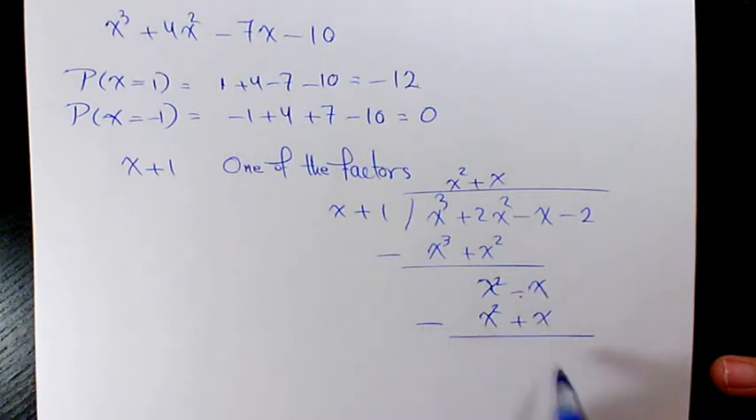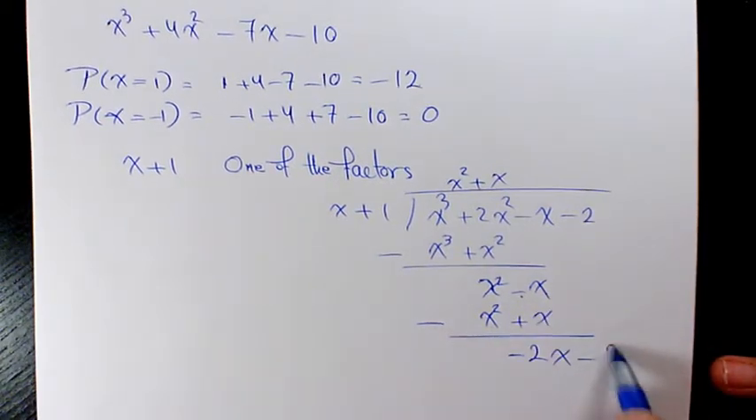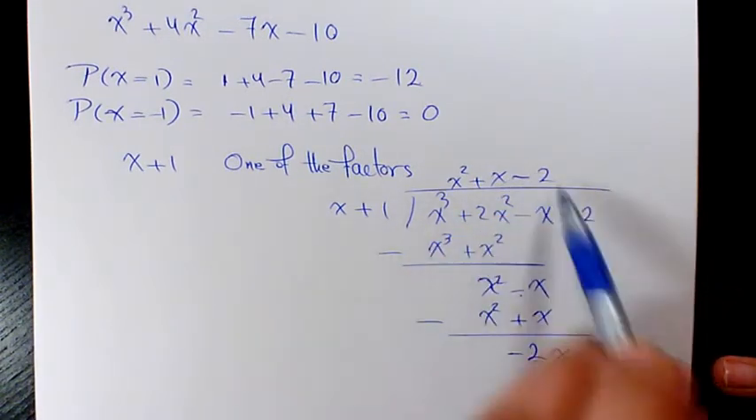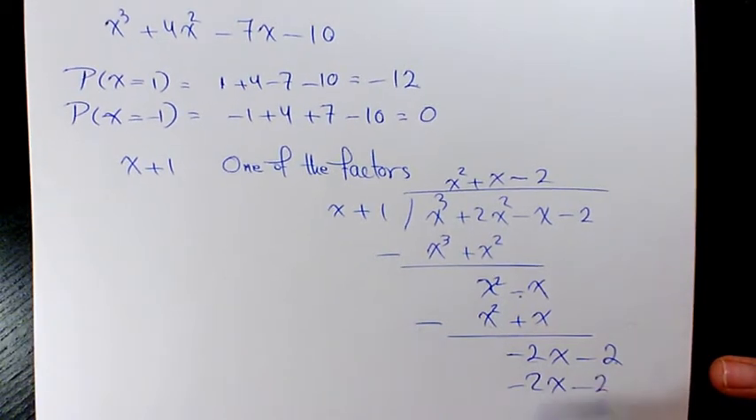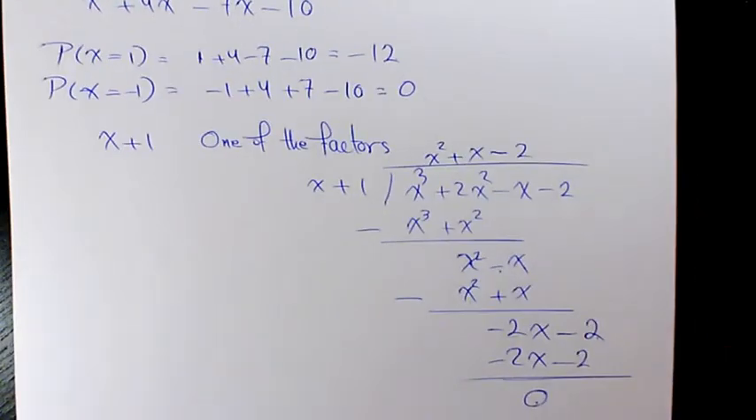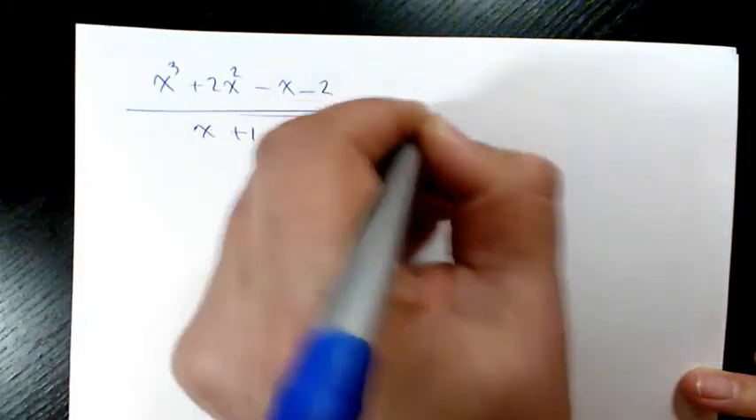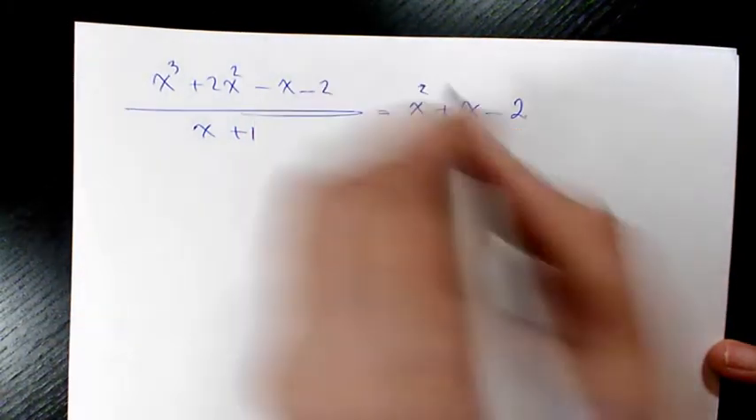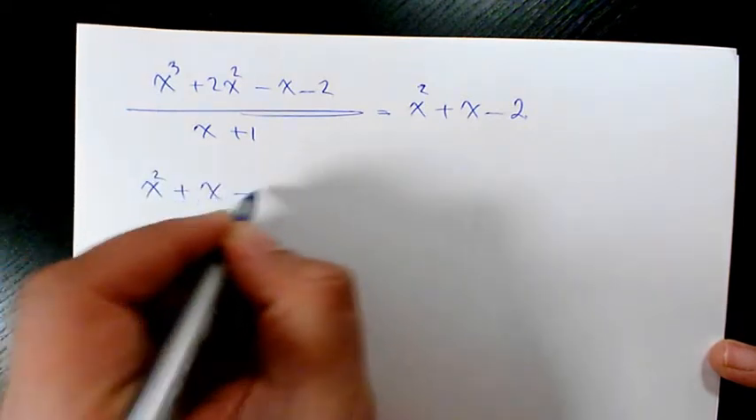Negative x minus x is going to be negative 2x. Then you bring the next number down. Negative 2x divided by x is going to be negative 2. Then you multiply that, and it's going to be negative 2x minus 2, which is going to be 0. So you're going to say that x cubed plus 2x squared minus x minus 2 divided by x plus 1 equals x squared plus x minus 2. So we need to factor this one, x squared plus x minus 2.